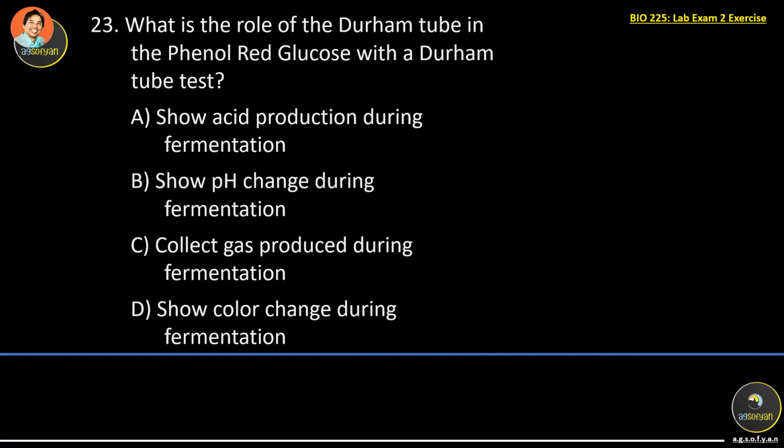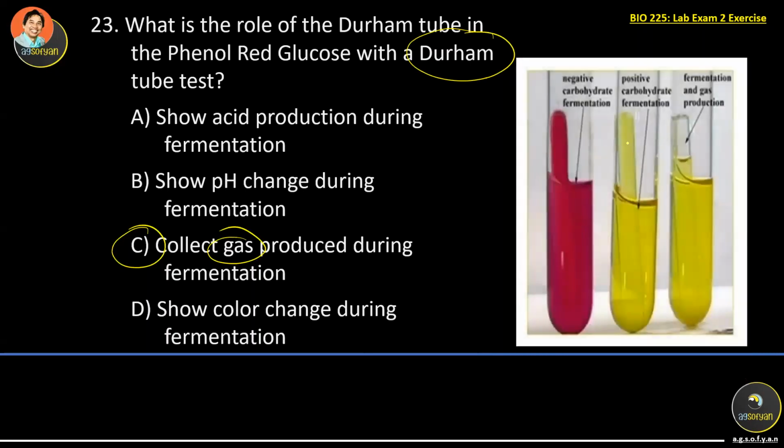What is the role of the Durham tube in the phenol red glucose with Durham tube test? A, B, C, or D? Remember I mentioned before, the Durham tube is used to collect the gas produced during fermentation. So this is the tube over here. If there is gas, then you see the gas formation in the tube. It's a smaller tube inside the bigger tube. So you see the gas over here. This one has no gas.